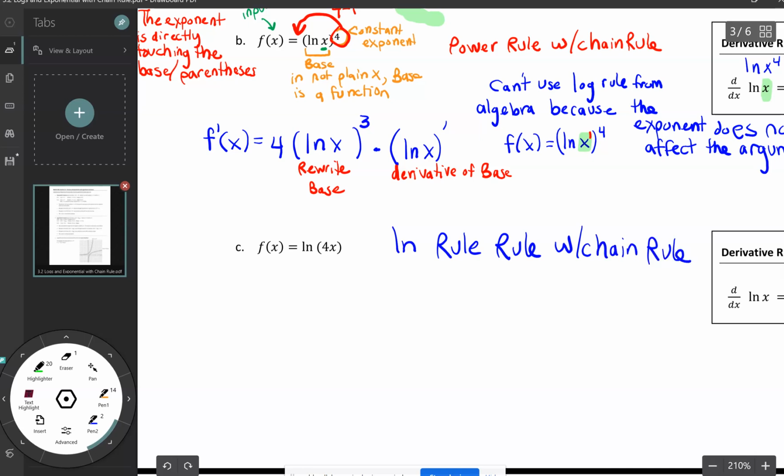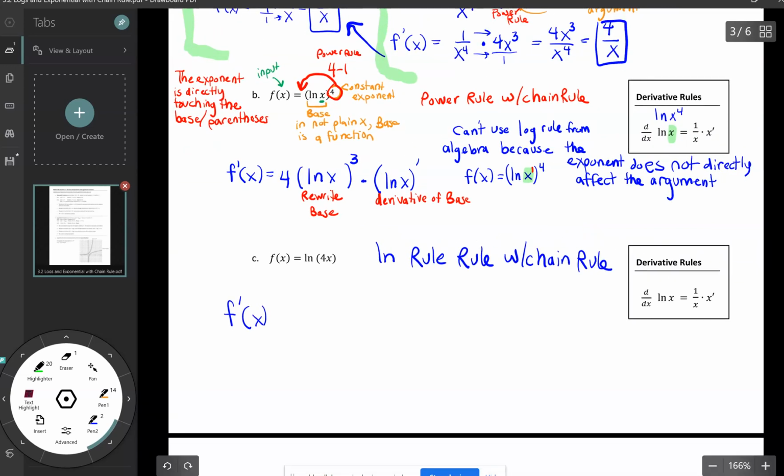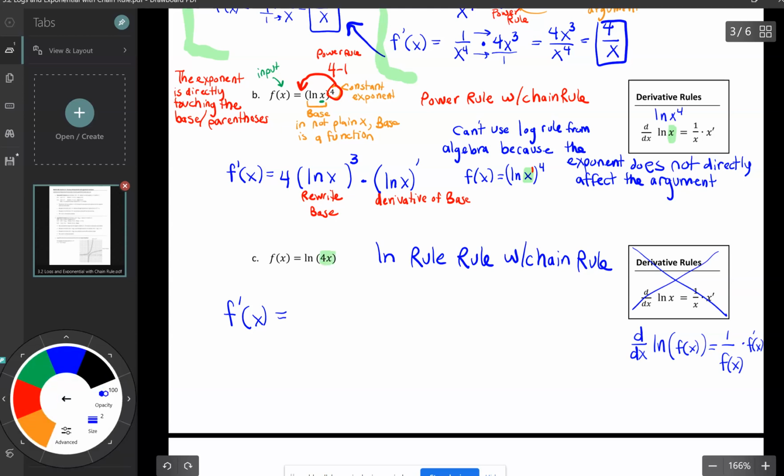So let's go ahead and do it. What does my basic log rule say? I wrote it over here, and I meant to rewrite this one with the function notation. Your rule actually looks like this: if you're taking the log of something where the argument is a function, then you do 1 over the argument, which is a function, times the derivative of the argument. That's what that rule looks like with the composite notation. So here we go. My argument is x to the 4th.